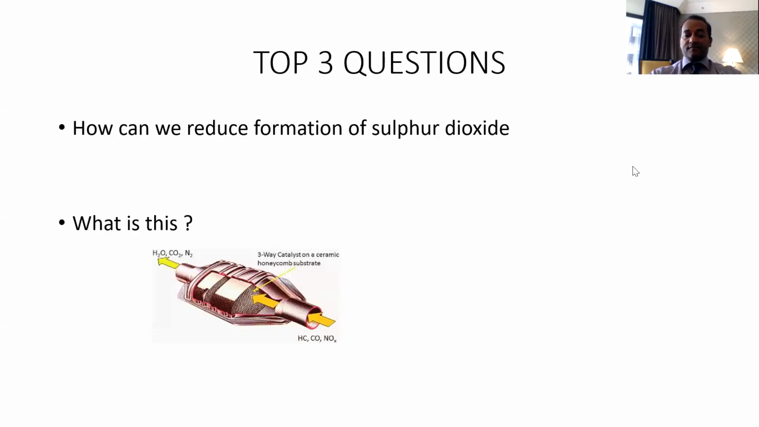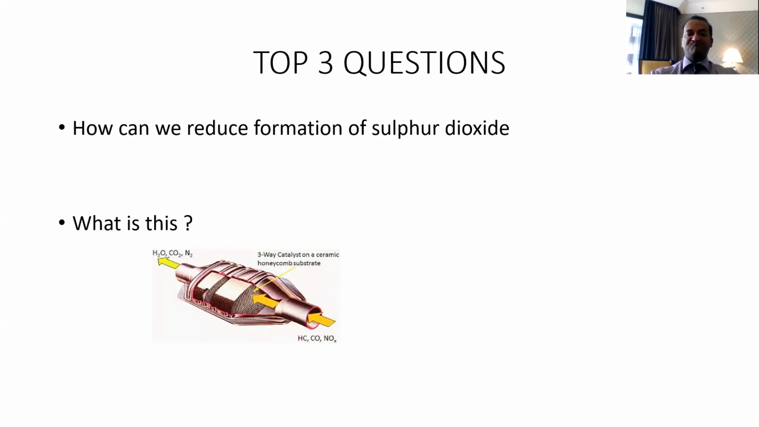And my last question today, what is this? This is a catalytic converter. So how is it working? You can see there's some diagram here. I'm going to give you 1 minute. Try to think at least about the first question. What is the answer? How can we reduce formation of sulfur dioxide?